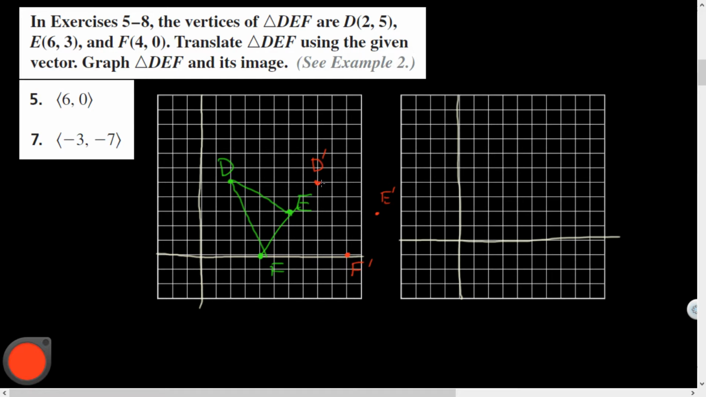And so if I map just the endpoints of the object that I'm translating and then connect the dots, assuming I was able to do that successfully, my image would be congruent to the pre-image as well as all of its corresponding parts. So DE is congruent to D prime E prime. The angle D is congruent to the angle D prime, etc. And that's how that would work out. Okay, so question.